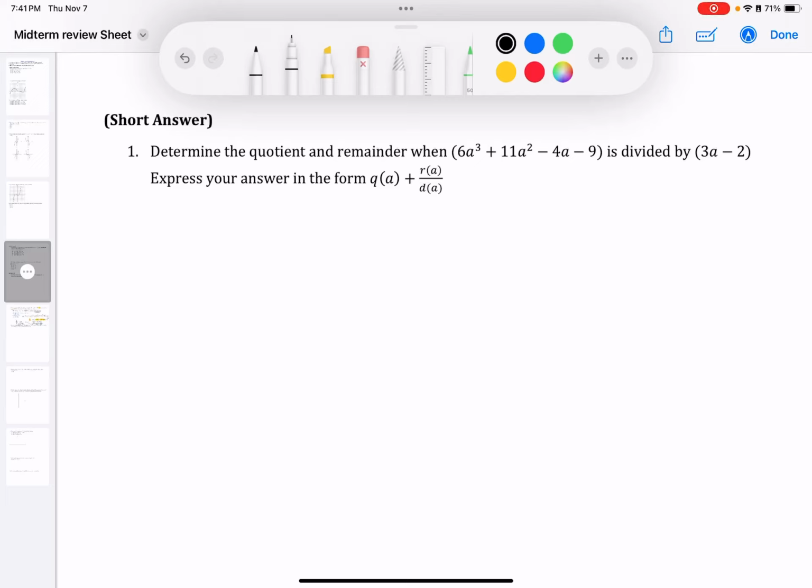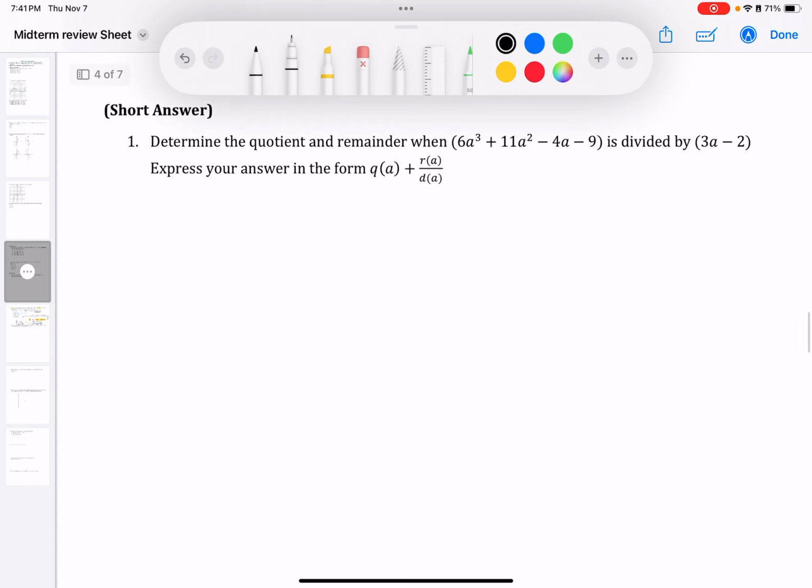So we have short answer question number 1. It says determine the quotient and the remainder when 6a cubed plus 11a squared minus 4a minus 9 is divided by 3a minus 2. Express your answer in the form of the quotient, which is q of a, plus the remainder divided by your divisor.